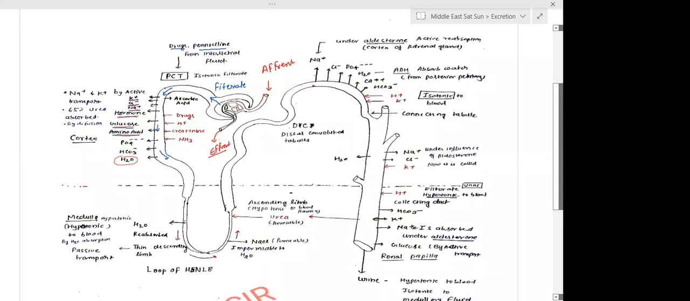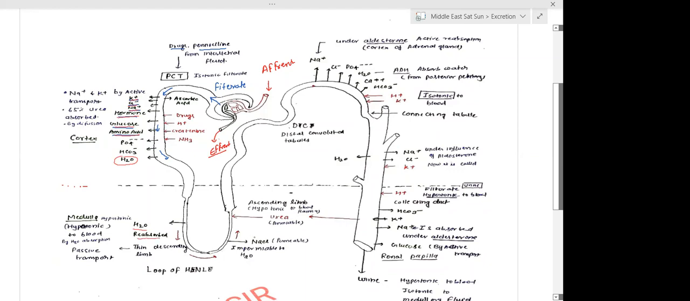Whenever the filtrate comes to the loop of Henle, which means now it is coming to the medulla part, what will happen? They will reabsorb the water. Again, they will reabsorb the water. This part of the loop of Henle is called the descending duct or descending tubule, right? So they will take back, or reabsorb, the water.